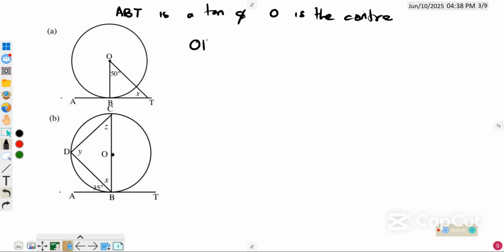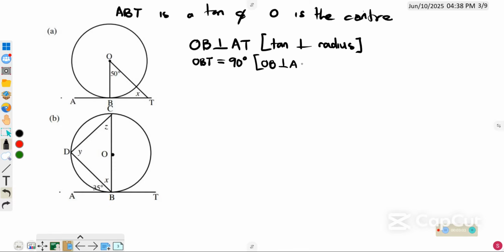Let's first conclude OP, the line OP will be perpendicular to the line AT, right? Because OP is a radius, AT is a tangent. Why? Because a tangent is perpendicular to a radius, like that. Okay, which means then OPT, the angle OPT will be equals to 90 degrees. Why? Because we just proved that OP is perpendicular to AT. So once we have a 90 degrees there, then you can see that X will be none other than 90 degrees minus what? Minus 50 degrees on angles in a triangle, right? Just like that. So X, which is none other than 40 degrees in the first example.